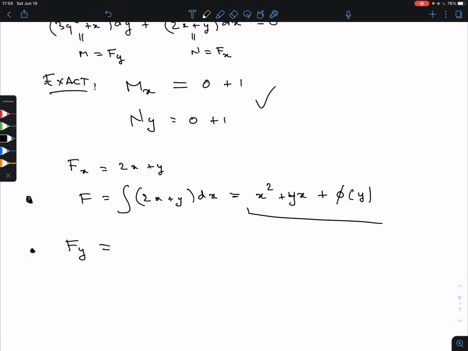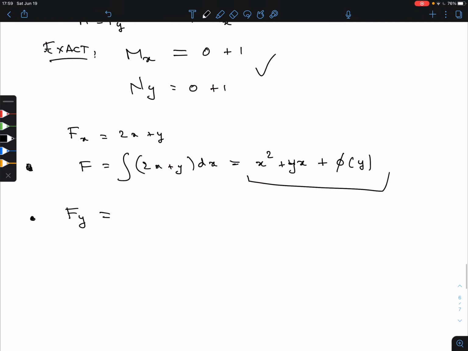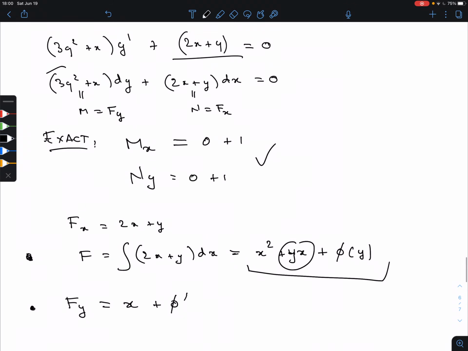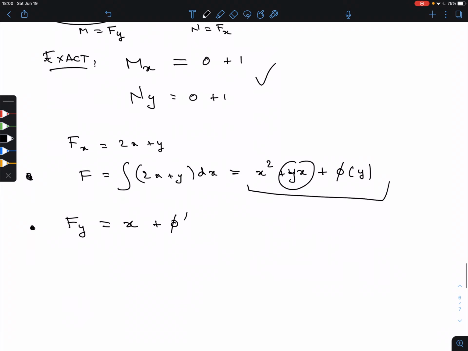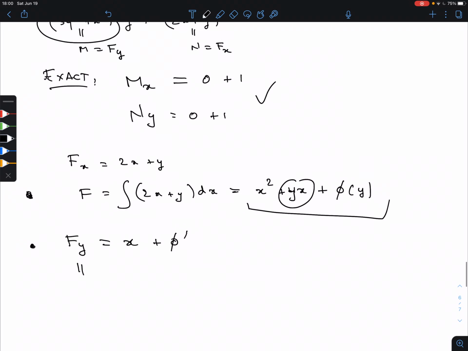So now you take the partial derivative with respect to y here. x squared doesn't do anything. The partial derivative of yx with respect to y: x is a constant, and the derivative of y is 1. Plus, well, that's now the phi prime, right? Because we don't know what phi is, we can only write phi prime. What do we do with this? Well, we know that this is equal to f_y, which is 3y squared plus x.